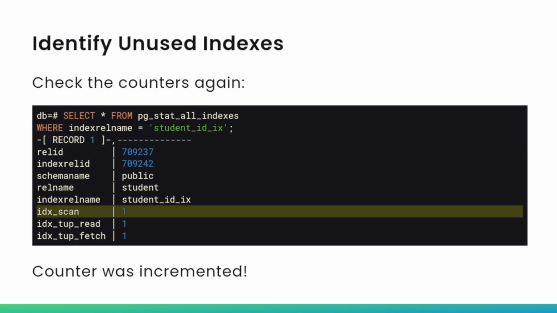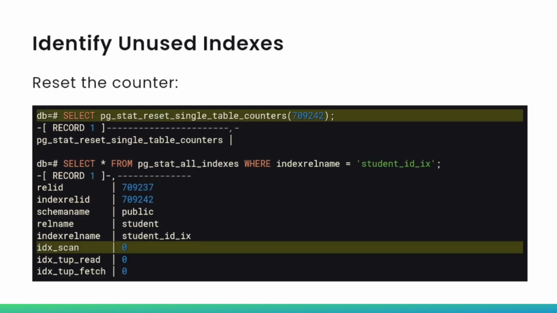What you can do if you want to check a specific index is reset the counter. There's a function called pg_stat_reset_single_table_counters, and it accepts the actual index relid. As you can see, that's the second identifier from pg_stat_all_indexes. It accepts the index relid for the index and resets the counter. So after resetting the counter for our specific index, we can see that index came back to 0.